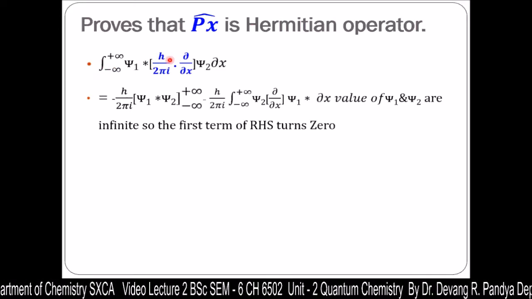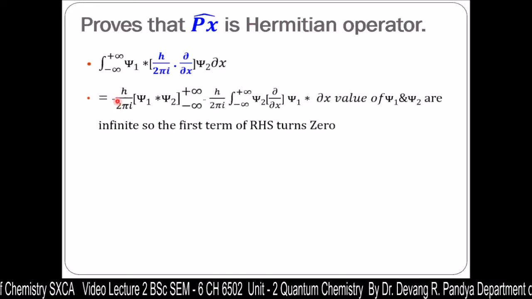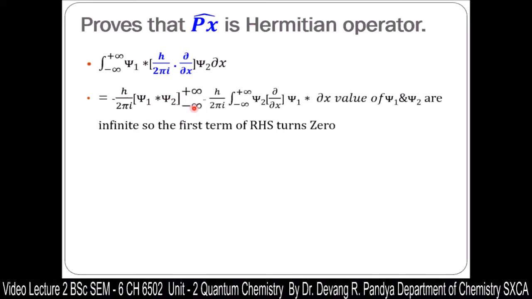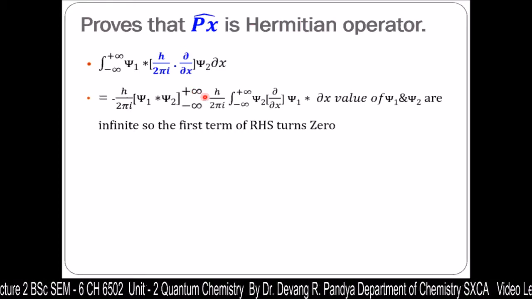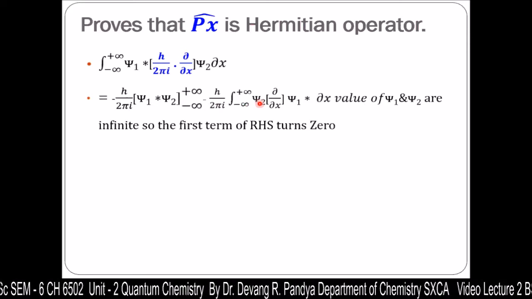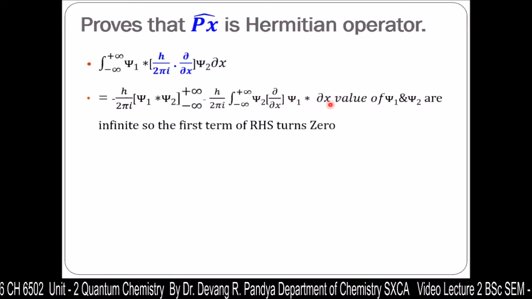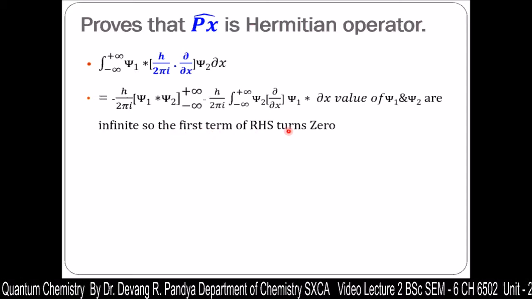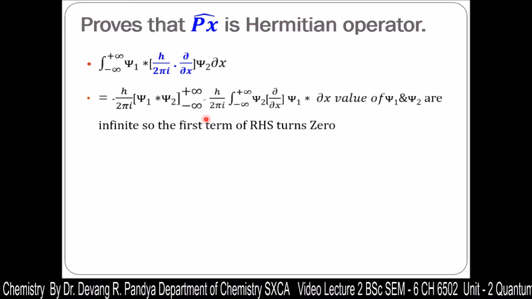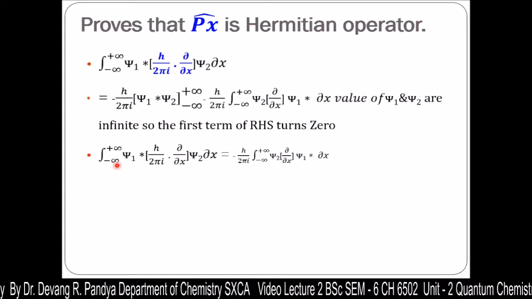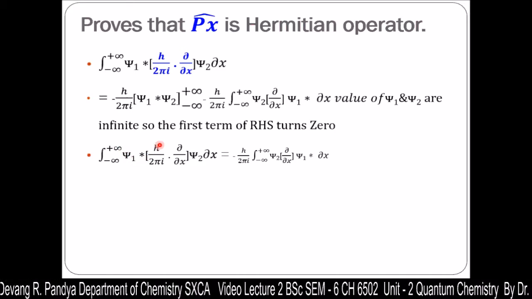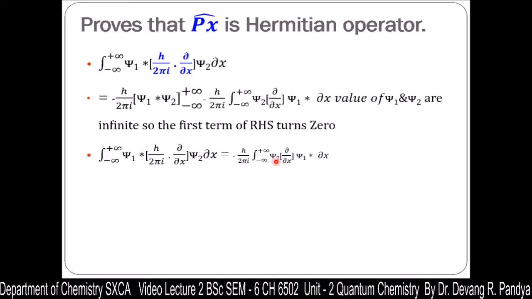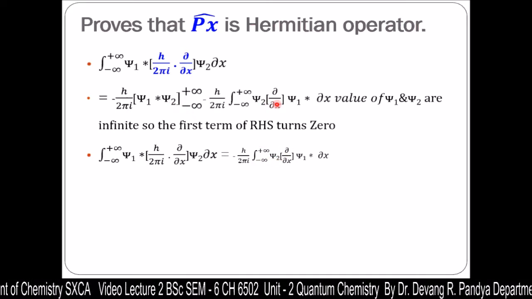So now when you take the integration of this, you can understand that h upon 2 pi i can be kept outside the integration. Psi1 star psi2, that is from minus infinity to plus infinity. So it gives us a value h upon 2 pi i integration psi2 d by dx psi1 star dx, and the values of psi1 and psi2 at infinity are zero, so the first term of the right hand side turns 0. Therefore integration from minus infinity to plus infinity psi1 star h upon 2 pi i d by dx psi2 can be represented as minus h upon 2 pi i integration psi2, and this time you can see it is on psi1 star dx.